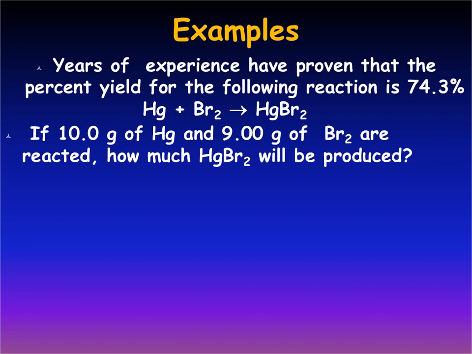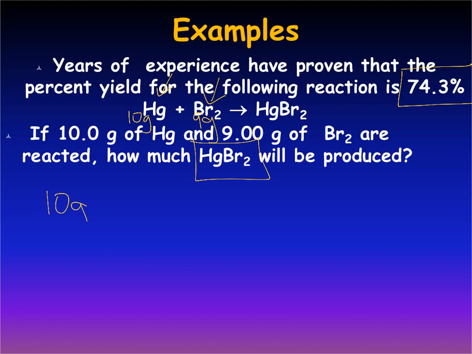All right, here's a second example problem. We're given the equation this time, told that the percent yield is 74.3%, and then we're told if we have 10 grams of mercury and 9 grams of bromine, how much HgBr2 would we produce? Before I can get to the actual yield, I've got to get to the theoretical yield. Because I have 2 starting amounts, I'm going to have to do a limiting reactant problem.